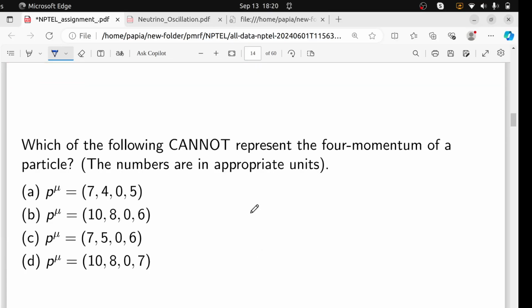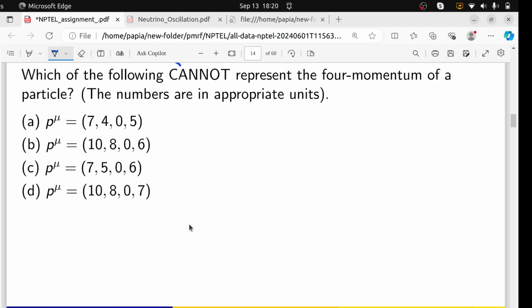So this is the third question. In that third question, which of the following cannot represent the four-momentum of a particle? The numbers are in appropriate units. Cannot represent. So we have to check which one is wrong.